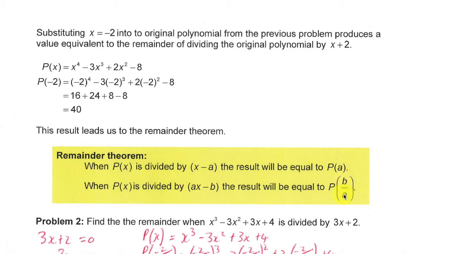How did I get b on a? I take what's inside this bracket, make it equal to 0 and solve for x. And you can see there that that would be equal to b on a. Same thing applies here. I've got x minus a, I make it equal to 0, I solve for x and I get x equaling a. So it's that substitution that we put into the polynomial, and that will provide us with the remainder.